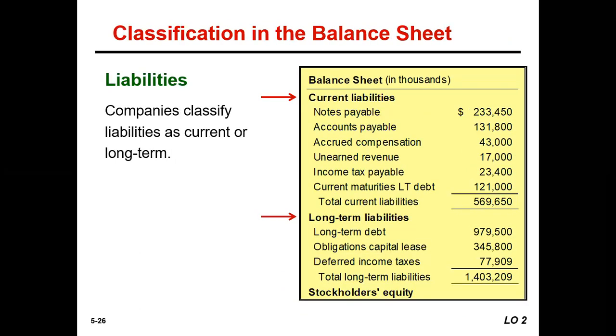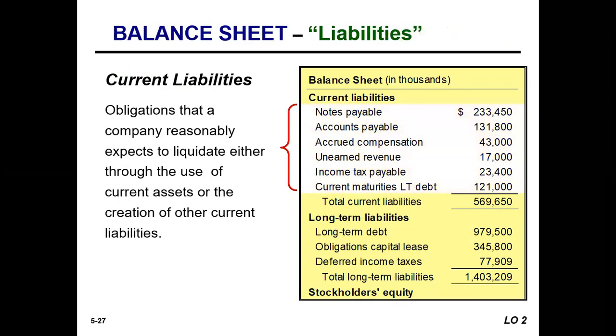All right, so liabilities, again, we're going to divide liabilities into either current liabilities or long-term liabilities. Current liabilities we expect to pay off within 1 year. Long-term liabilities take us longer than a year. You guys have heard me say that personally at least 25 times probably. All right, so it's showing us some of our current liabilities here. Notes payable, accounts payable, accrued compensation, unearned revenue, income tax payable, the current portion of long-term debt.